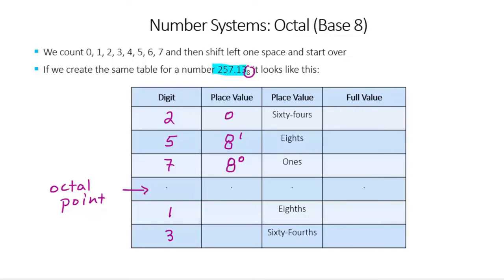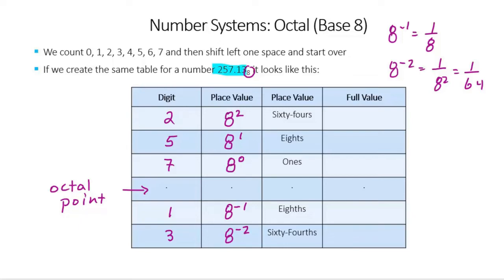And the 2, that's in the 8 to the power of 2, or the 64's place value. Following the same pattern as previously, that tells me that the 1 is in the 8 to the power of negative 1, or in the 1/8 place value, and the 3 is in the 8 to the power of negative 2, or 1 over 8 squared, 1 over 64, it's in the 64th place value.